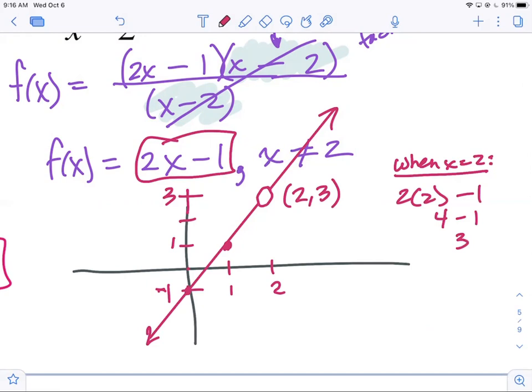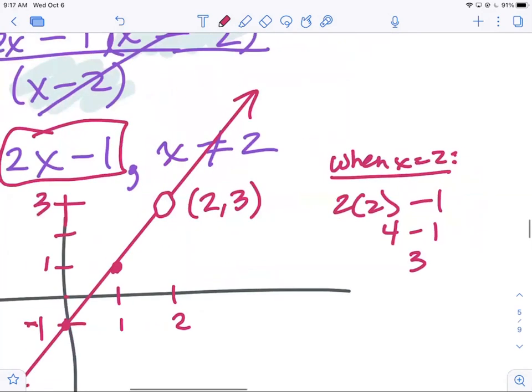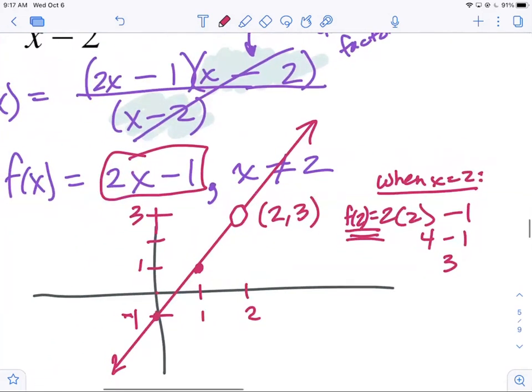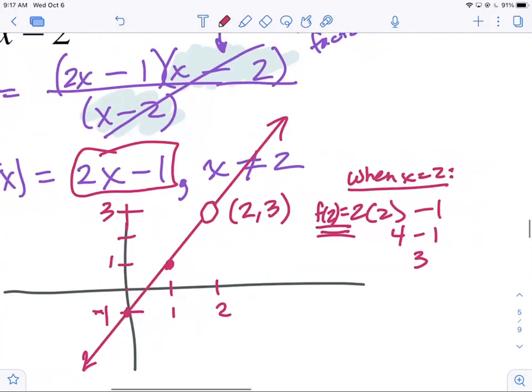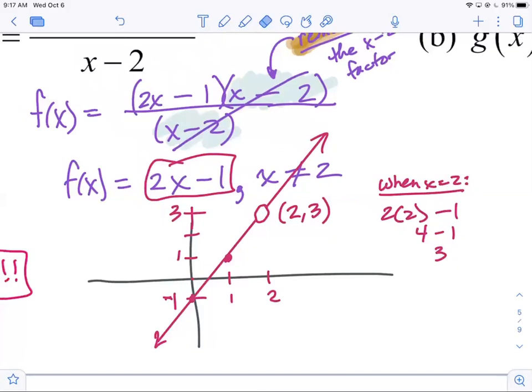Now notice what I did over there. I said when x equals 2, I plugged it in. Is that the same as f of 2? Could I just put f of 2 there? I wanted to show that I was plugging it into 2x minus 1. But could I just call this f of 2 right here? I can't call it f of 2 because does f of 2 exist? No, it's a hole. It's not in the domain. So you've got to be careful there. When you're plugging in, you can't use function notation because f of 2 is undefined.